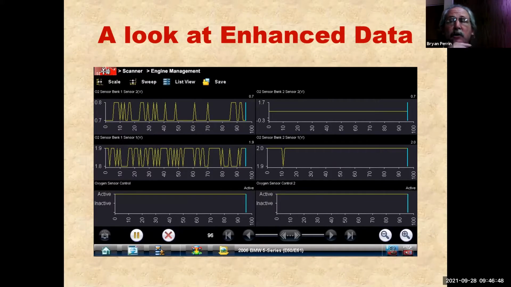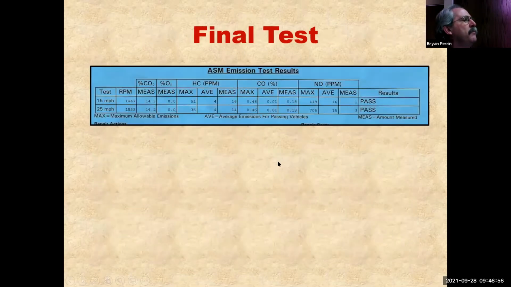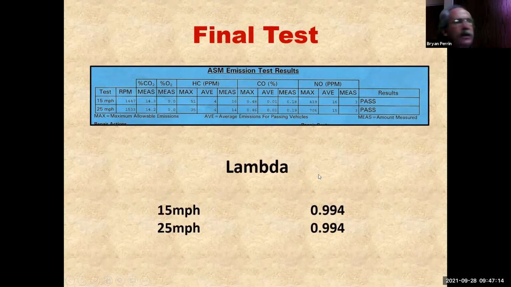So again, I didn't clear codes. I didn't want to run monitors. I just went and drove the car. Come back and let's do a test. So I came back and did a final test. And now I'm at 0.18 and 0.19 CO, only 3 parts per million of NOx, 16 parts per million of hydrocarbons and 14 parts per million of hydrocarbons. And I'm using all the oxygen available. When I checked Lambda, I'm at 0.994 at both speeds. Car's fixed.